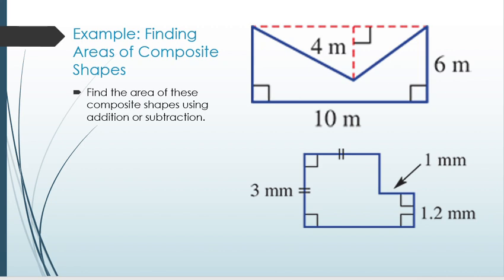So for my first one, I'm going to label this as question 1 and question 2. And I can see from the get-go, question 1 looks a bit weird because I sort of see a rectangle, but I also see a triangle at the same time. So what I'm going to do is find the area of the rectangle first, then find the area of the triangle, okay?